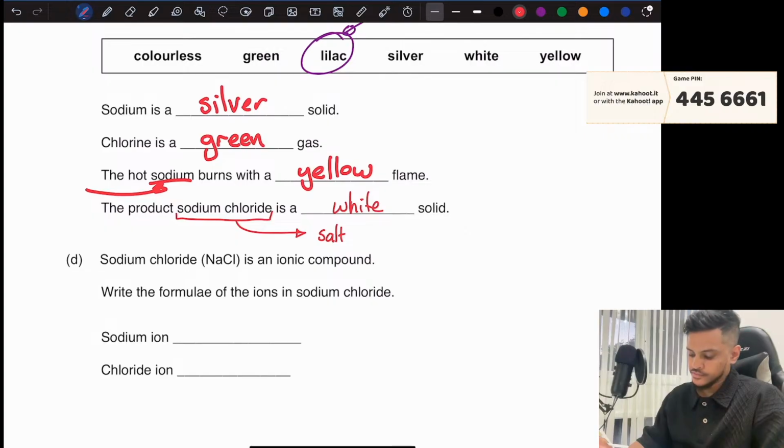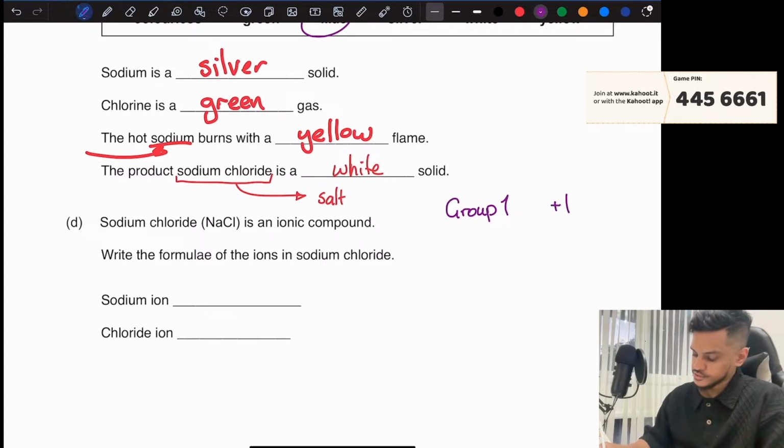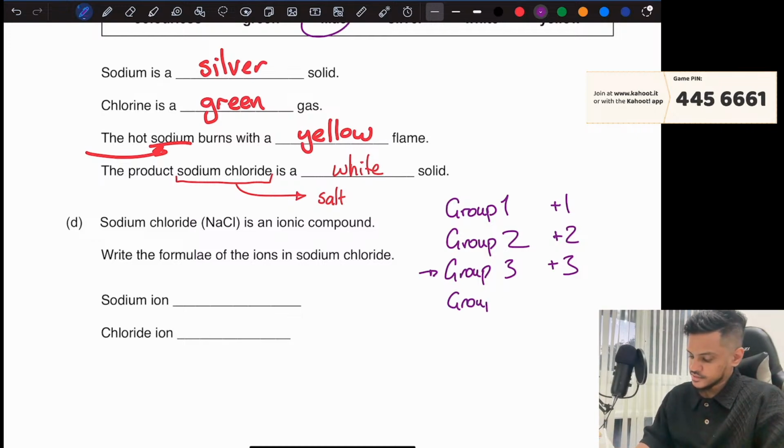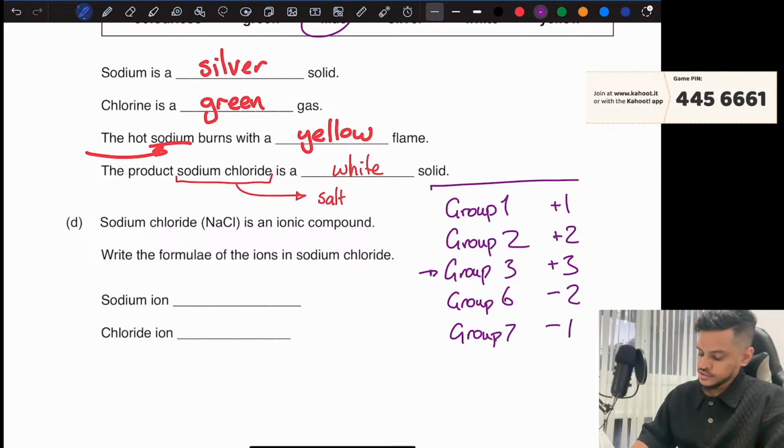Write down the formula of the ions in sodium chloride. So here it's +1. Anything in group 2 is +2. Anything in group 3 is +3. 4 and 5 you don't need to know for GCSEs. Even group 3, yeah, they can ask you because they asked for aluminium. Next after that is group 6. Group 6 has a charge of -2. Group 7 has a charge of -1. Okay, so try and memorize that.